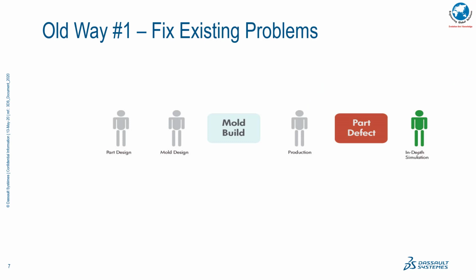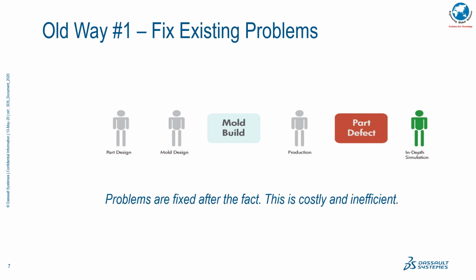Let's see the traditional or old way to fix this problem. We will do the plastic part design, then the mold design, then we'll build our mold and go with the production. After the first components get produced, if we face any plastic defects, we will go with an in-depth simulation. This type of problem fixing involves a huge cost and is ineffective too.